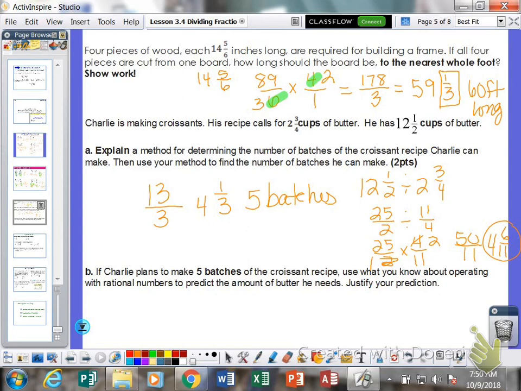And then if Charlie does plan to make 5 batches of croissant, use what you know about operating with rational numbers to predict the amount of butter he needs. So he is going to make 5 batches. His recipe calls for 2 3/4 cups. So roughly, we'll say 3 cups times the 5 batches, he needs about 15 cups of butter. And that's how you can solve that.